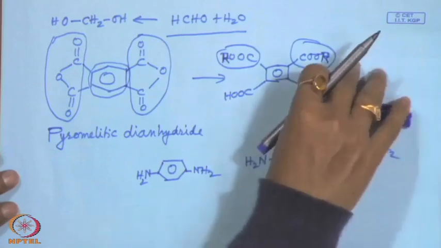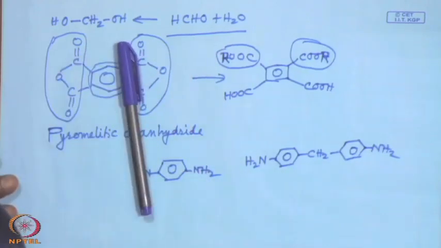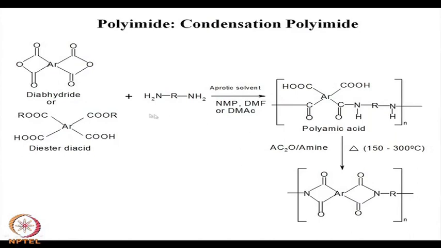This kind of diamine. So, this dianhydride or diester acid reacts with diamine in an aprotic solvent like N-methyl pyrrolidone, dimethyl formamide or dimethyl acetamide. These compounds are dissolved in this solvent and heated. On heating, what happens? This amino group reacts with this acid group.